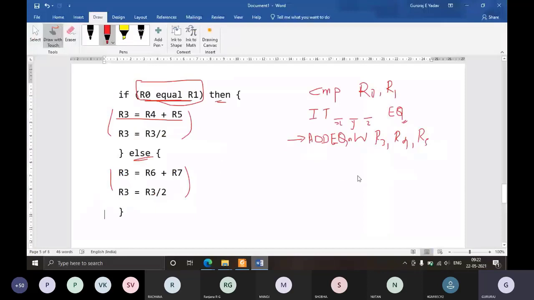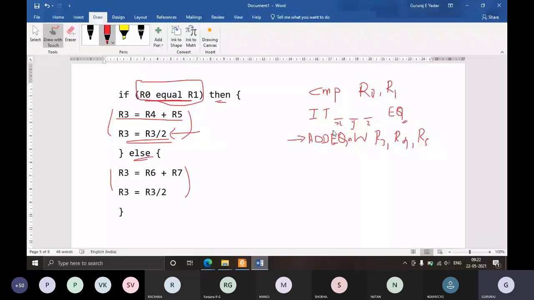What about the second statement? So what is the second statement? R3 is R3 by 2. And this statement should be executed only if R0 is equal to R1. So what will be the X value then?